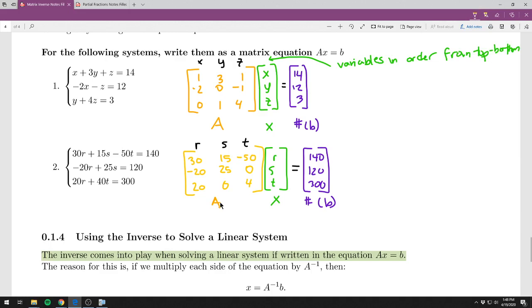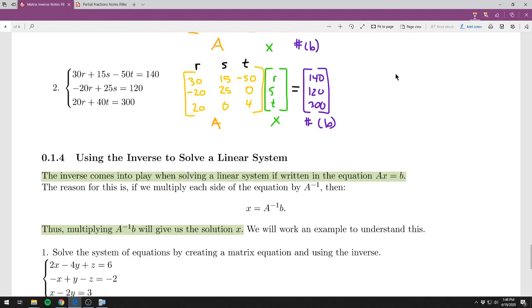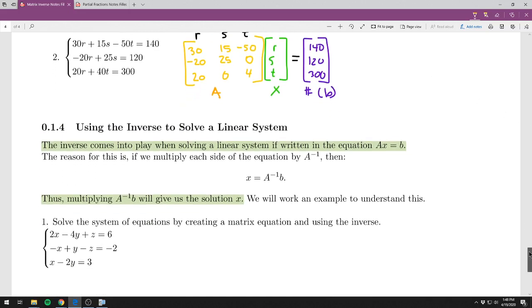We're going to do one example where you actually solve it. Right, so I'll leave this second one up here in view while we talk about the next part here. All right, so the inverse comes into play when solving a linear system if it is written in the equation ax equals b, which we have here. All right, the reason for this is if we multiply each side of the equation by a inverse, then what happens is you get x equals a inverse times b.